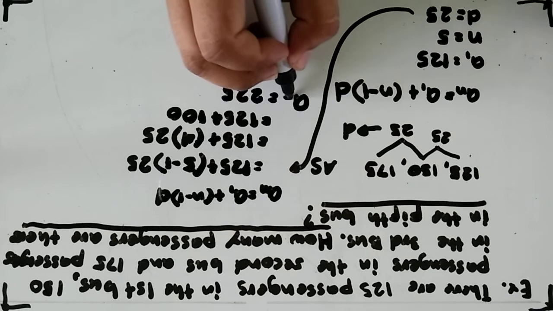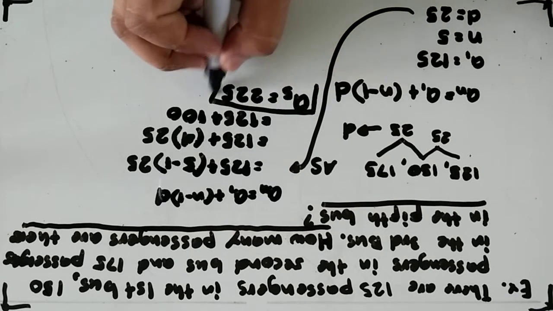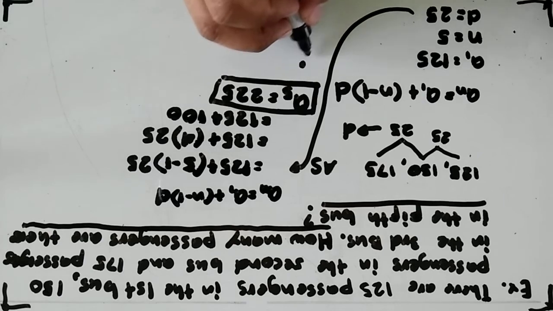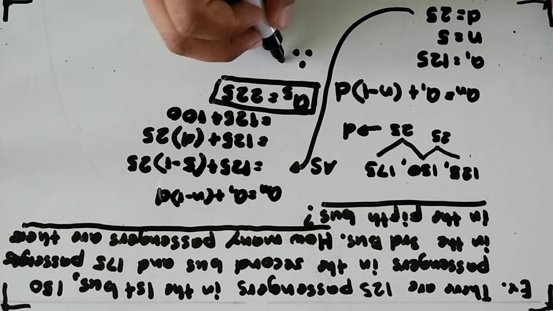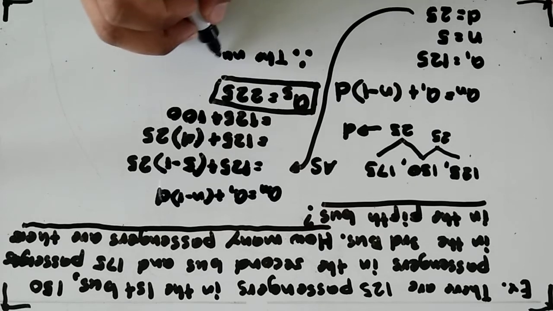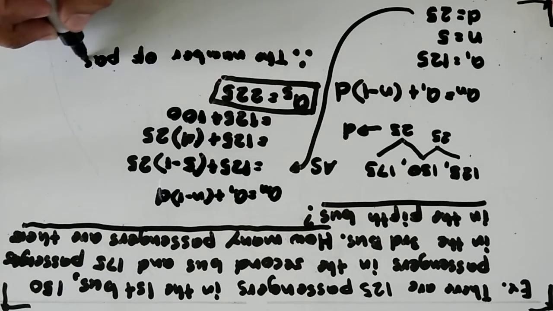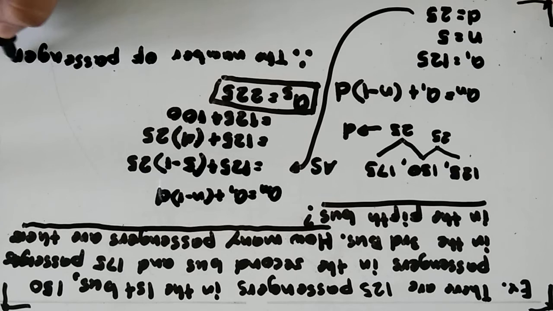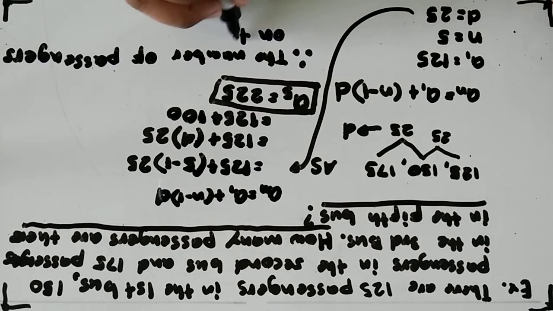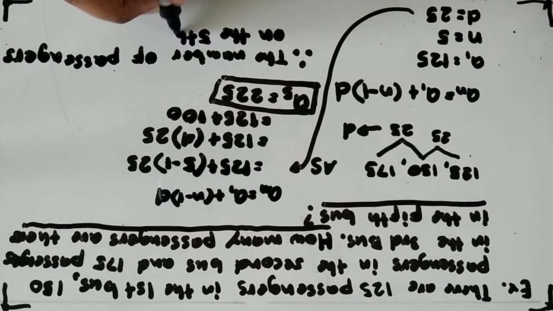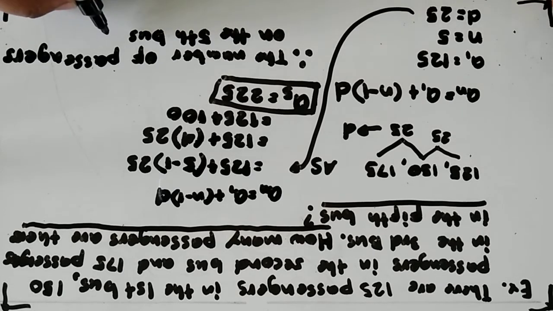So, dahil ang nakuha natin ay 225, magkakaroon tayo ng conclusion na, therefore, the number of passengers on the fifth bus are 225.